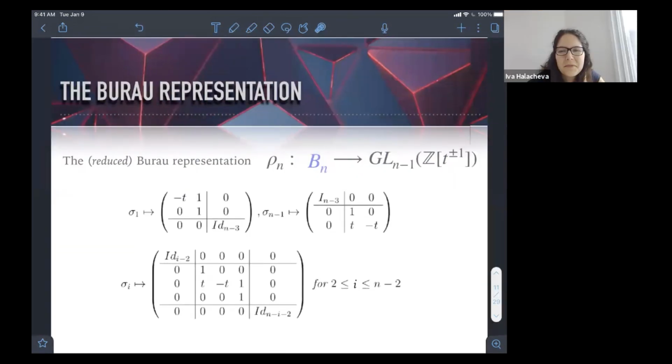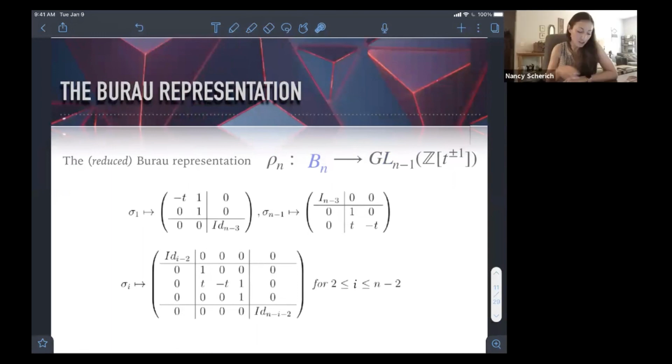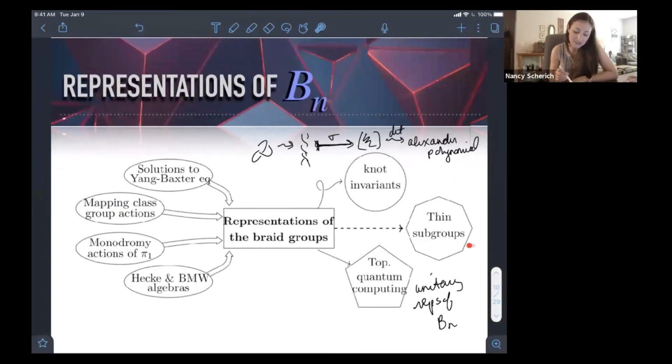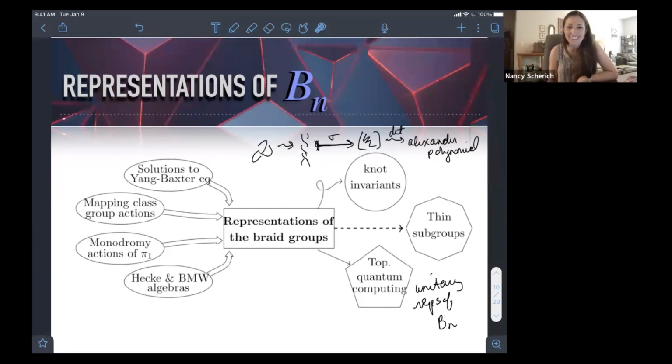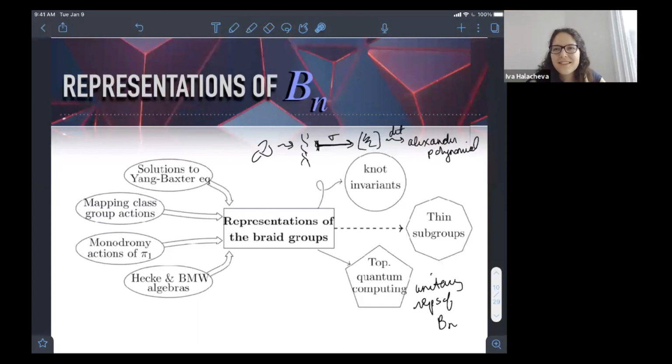Were you going to say something about thin subgroups? Oh, I mean, that was just what my thesis was on. So, do you want me to think about it? If you have other things to get to, it's okay. I mean, it's up to you, yeah.